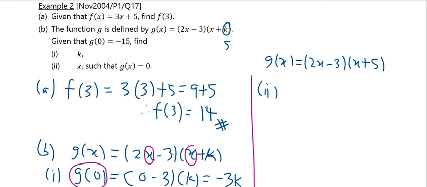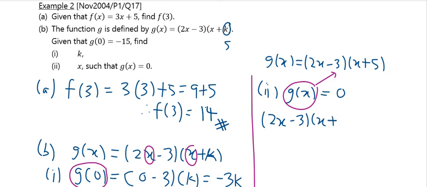Okay, you proceed to the second part, which is g(x) is basically 0, and you know that your g(x) is a function of this, right? So you just replace g(x) with this one. Okay, so you will have (2x minus 3)(x plus 5) equal 0. And you can see here, this seems familiar, right? This is just basically like a quadratic equation. When you factorize them, you will have this kind of solution over here.